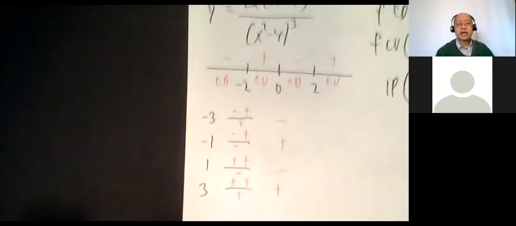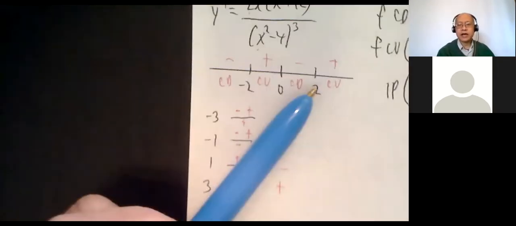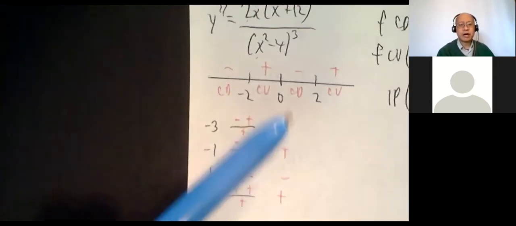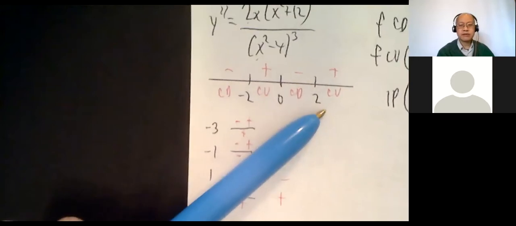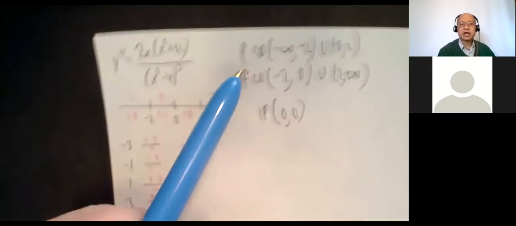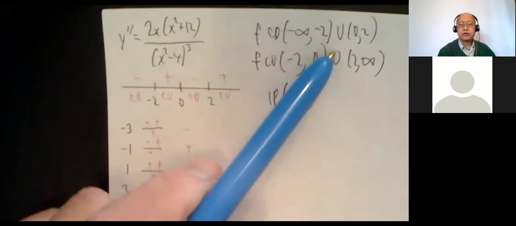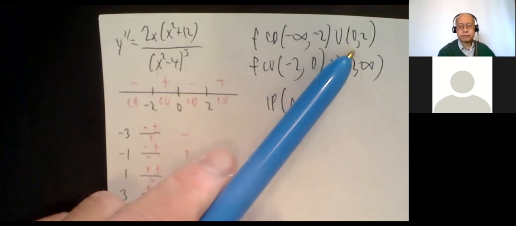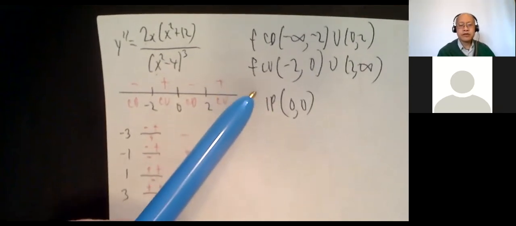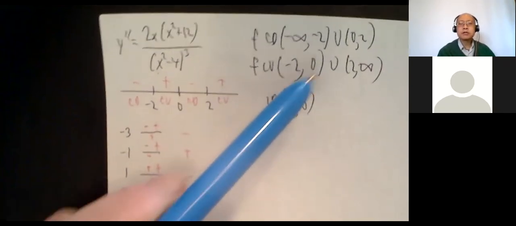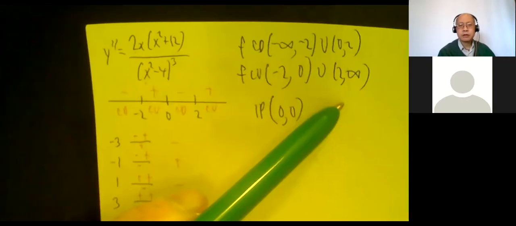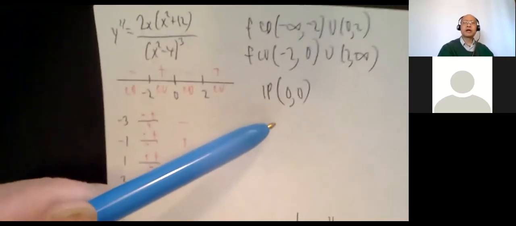Right, we are doing the second derivative. Second derivative negative, concave down. Second derivative positive, concave up. So here are the intervals of concavity. F is concave down from negative infinity to -2, union 0 to 2. F is concave up from -2 to 0, union 2 to infinity. I do have an inflection point at (0, 0).